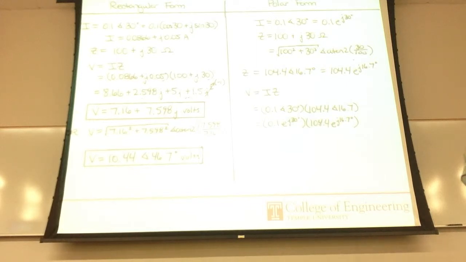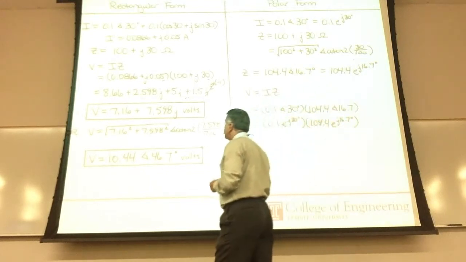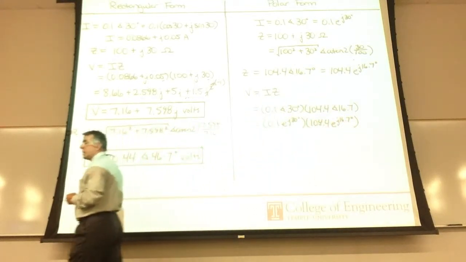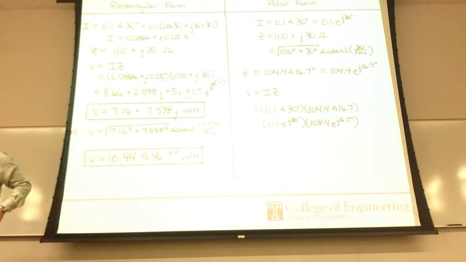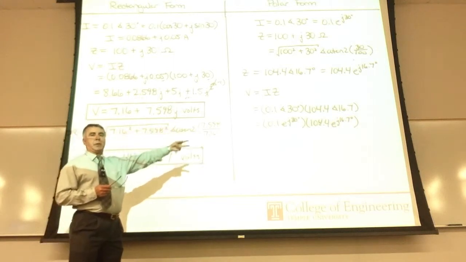Yes. You would do 0.1 times the cosine of 30 plus j sine of 30 times 104.4 times the cosine of 16.7. Right. So that's basically what you're doing over there. You're converting polar to rectangular. I don't want to do that. What I want to show you is that this is very simple.